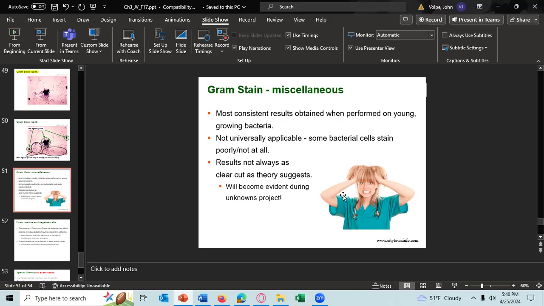But the point is, the results are not always as clear-cut as the theory suggests. And when you do the unknown project, if you were to do the gram stain, that would become very evident to you, where you start pulling out your hair because the gram stain didn't quite work the way it should have.